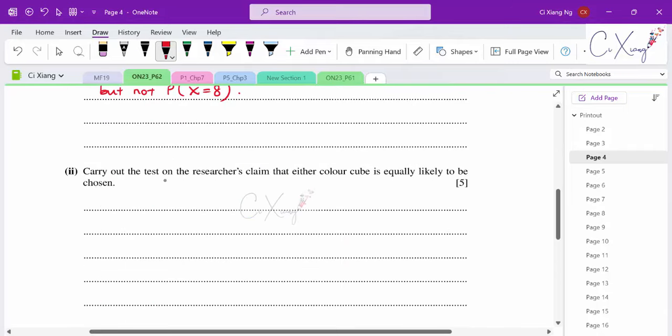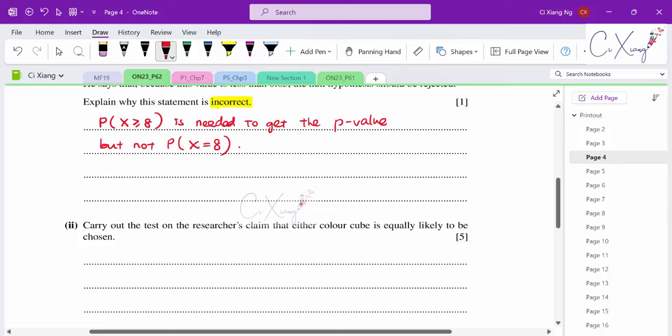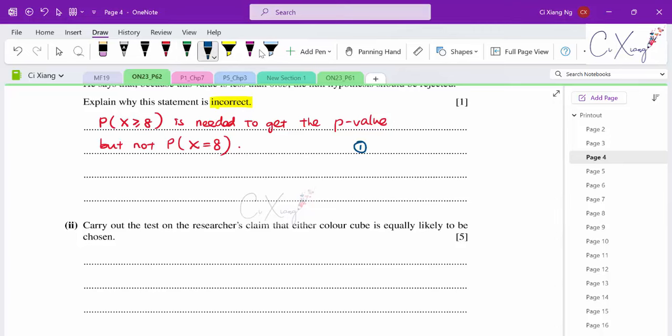They want us to carry out the test on the researcher's claim, whether the color cube is equally likely to be chosen. So for this one, again, we will write out very simple steps to recall. What are the steps you have to include in carrying out the hypothesis test? This is to test about the population proportion.